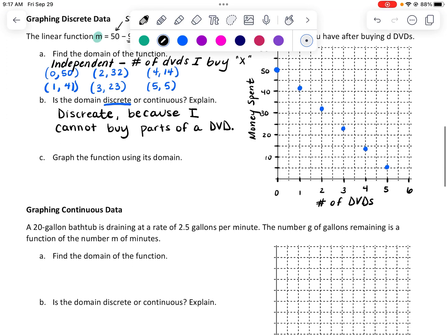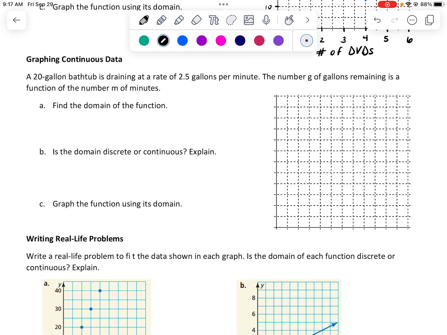All right, let's go ahead and try the next one. When I look at this next one, it says a 20-gallon bathtub is draining at a rate of 2.5 gallons per minute. And we need to write an equation. Similar to the one up above, the number of gallons is equal to how much do we start with, right? We start with 20 gallons, and I take away 2.5 every minute.